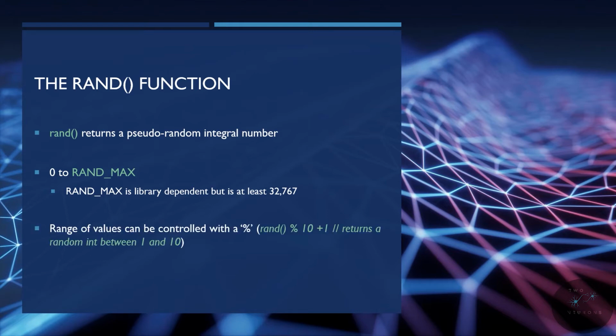Now, this number might seem massive, but we can control what number we actually use. And we can do this by using the modulus operator. So if we input rand modulus 10 plus 1, we will return a random integer that is between 1 and 10. Now, when we want to use the rand function, we need to use a standard library header. The rand function is in the standard library. For this reason, I have included a link to a page that details more information on the standard library header.